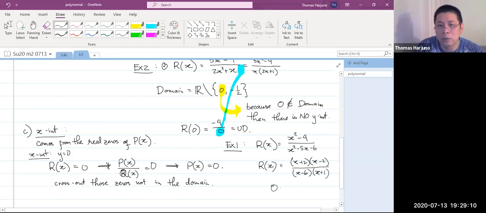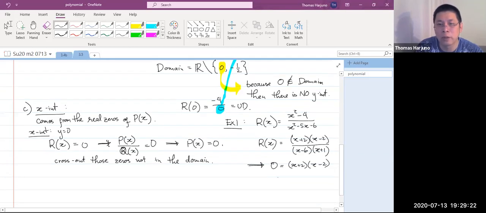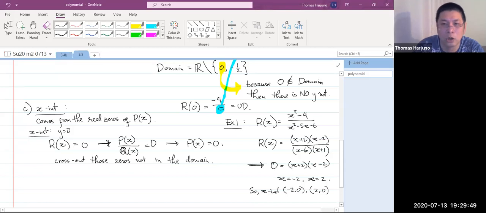So when I set this equal to 0, you will see that I need to solve just the numerator. So we will get x equals -2, x equals 2. And both of them are in the domain, so the x-intercepts are (-2, 0) and (2, 0). Now, the polynomial may get a lot more complicated and require some skill in deciphering that, but that's something we learned in the polynomial section earlier. Okay, now that's for example 1.